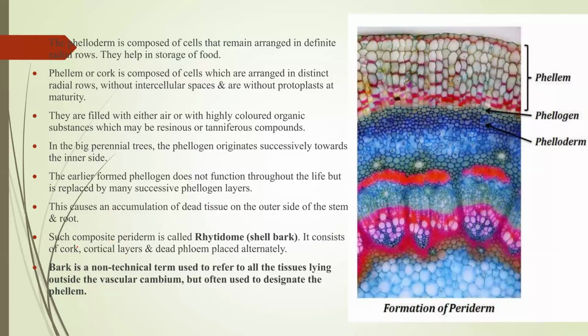So such composite periderm is called the rhytidome, or shell bark. As the production of phellum occurs continuously, they form this type of periderm. It is called the rhytidome. It consists of cork, cortical layers, and dead phloem.